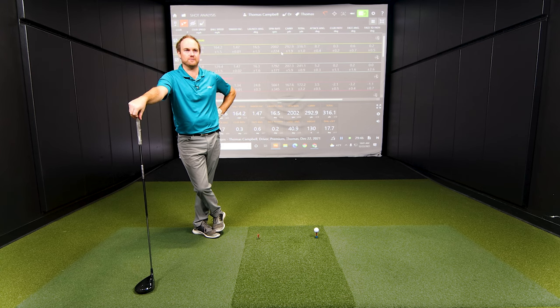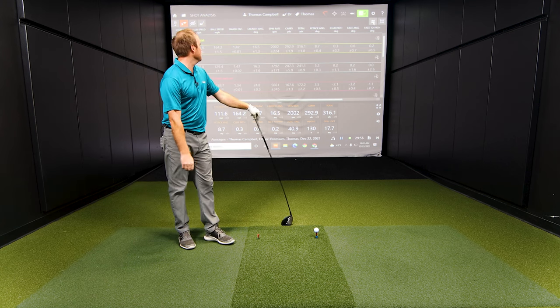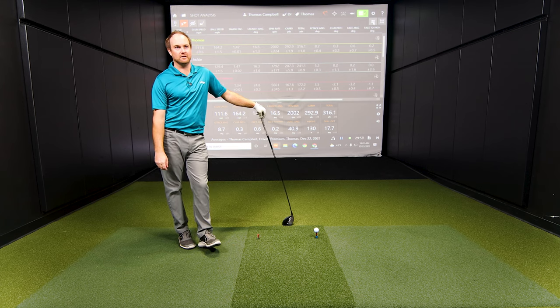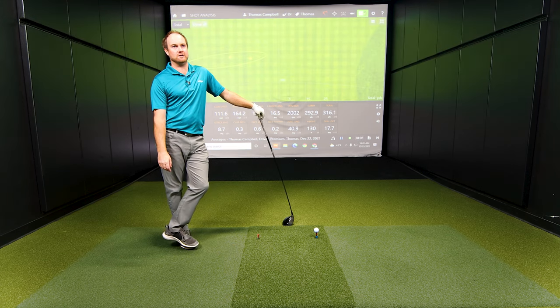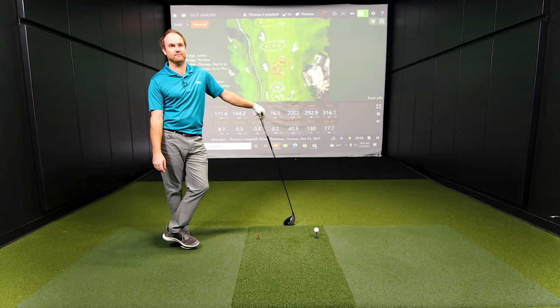So it has a lot to do with that spin loft. And if you hit the ball straight and you hit up on it, you can hit the ball seriously far. I was only presenting 111 mile an hour club speed there, and I was hitting it 316 yards. That's my secret there, the attack angle, and what I've worked on a lot over time.